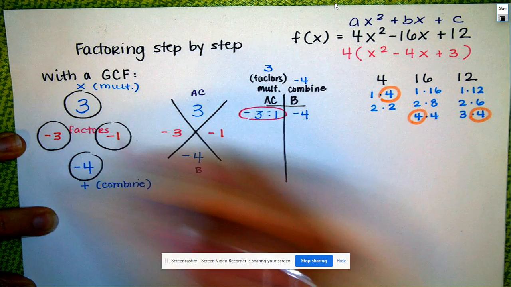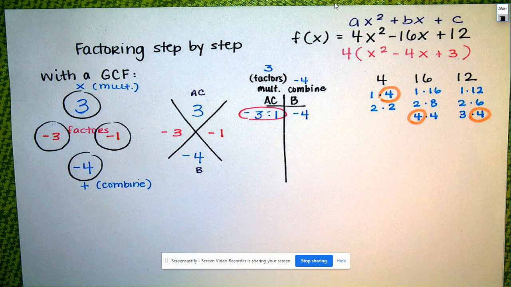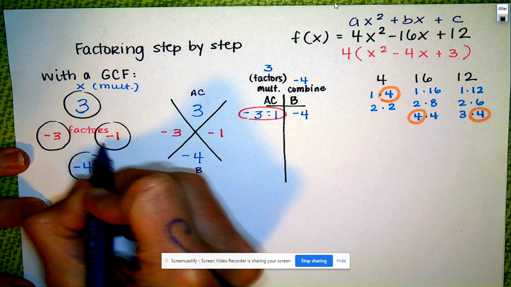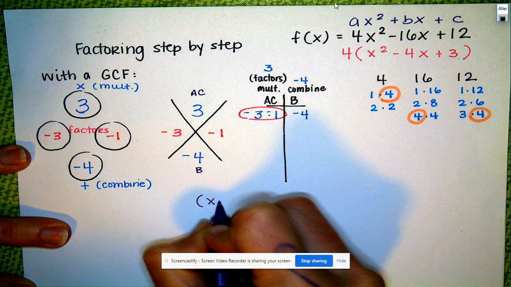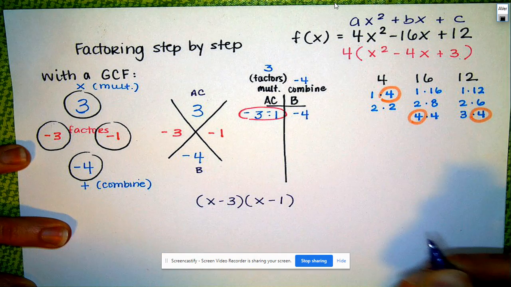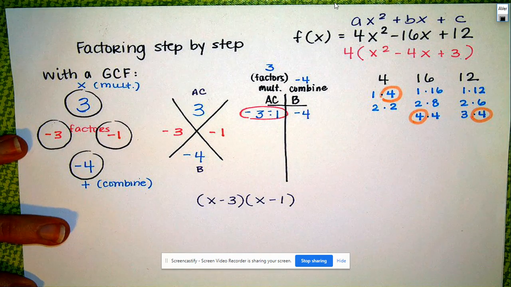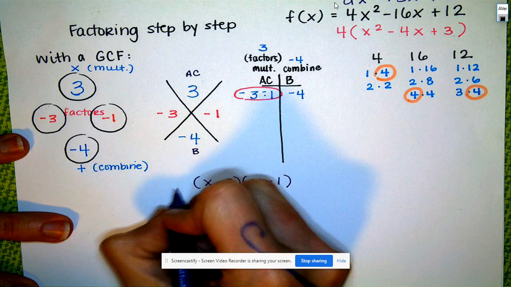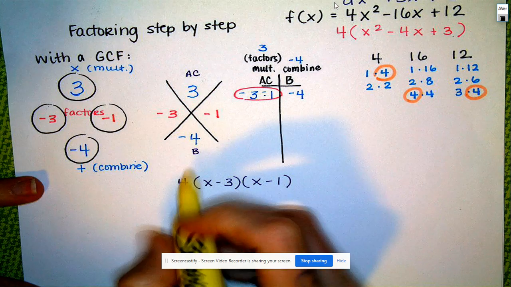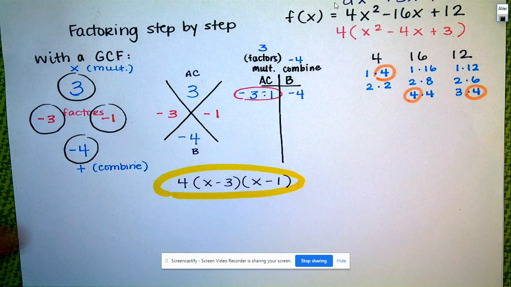Now, because a is 1, once we factored out that 4, all we simply do is take these two numbers out and we write our factors. So x minus 3, x minus 1. Now, don't forget, because if this is all I have written down, if I FOIL or box that back together, that's not going to give me what I started with. So don't forget your GCF. This is factored completely.